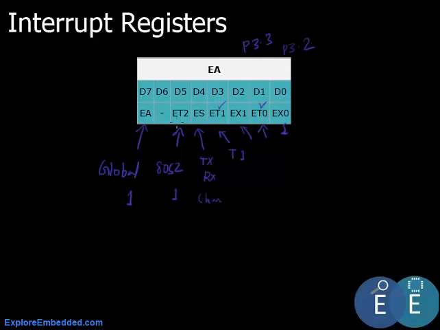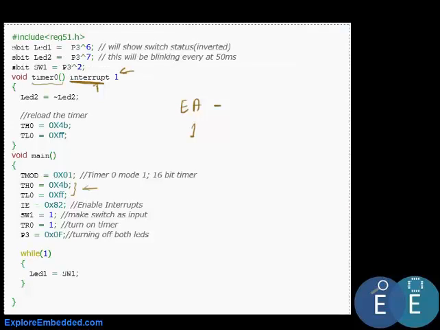So the EA is 1 in this case, all these bits are 0, and we want the timer overflow interrupt to be 1. So this becomes 8 and 2, so in hex it would be 82. So let me just take you back here. Okay, so hence we have put IE as 82 in this case.